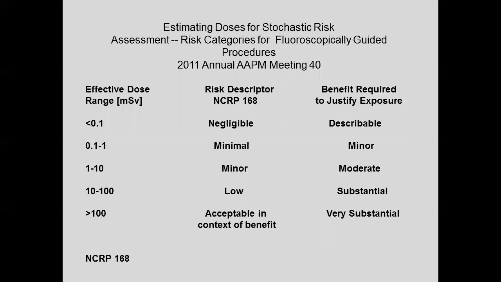So when you're explaining this to a patient and they ask, what are my risks of cancer from this procedure? What should you say? This is what most of the people who make up the rules say. So you look at your millisievert range, and then you have what's your risk descriptor, and what are the benefits that you need to justify that procedure. So angiograms are going to be somewhere in here, 10 to 100 millisieverts. So it's a low-risk procedure, and you should have substantial benefits from it to justify it.